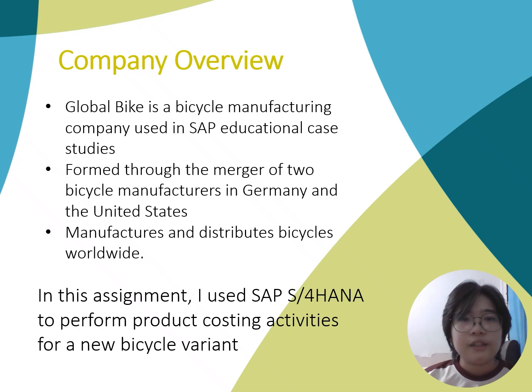The case study used in this assignment is based on Global Bike. Global Bike is a bicycle manufacturing company used in SAP educational exercises. The company was formed through the merger of two bicycle manufacturers from Germany and the United States. Global Bike manufactures and distributes bicycles worldwide. In this assignment, I worked with a new bicycle variant and performed product costing activities within SAP.